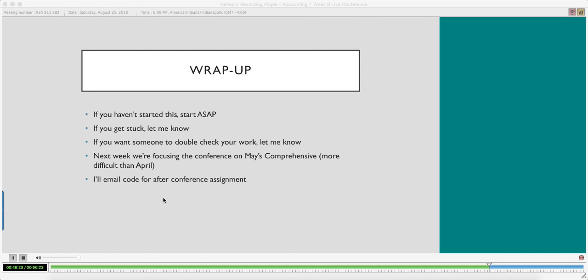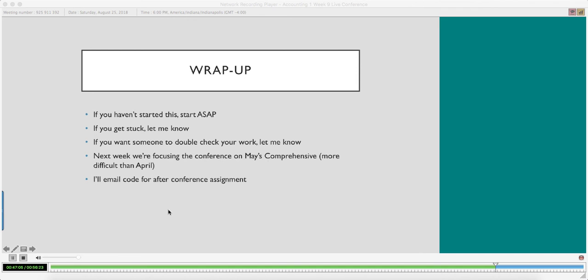It should be in week 10, I believe, because technically it does not start until next week. So if you want somebody to double check your work, let me know, since it is such a big portion of your grade. I'm not quite sure why they've made it 30% of your final grade, but it is. Between this one and the April and May comprehensive, that is a huge chunk of your grade. So if you just want somebody to double check it before you hit the submit button, don't submit it, email me, let me know, and I'll go in and check.